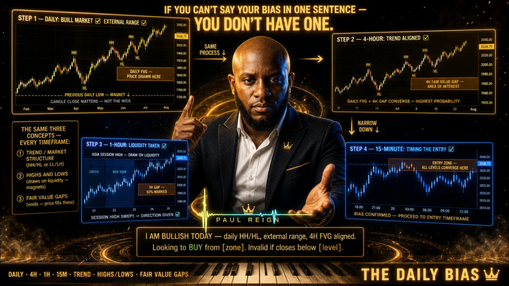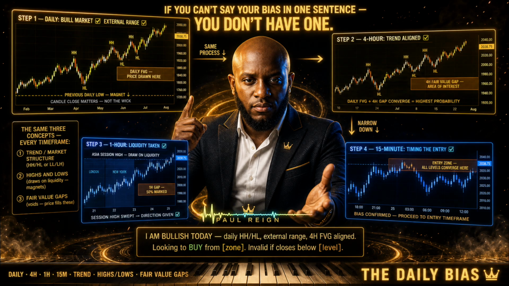Daily trend, zoom out first, bull or bear. Higher highs and higher lows, external, follow the trade. Previous daily low is the magnet, sweep before continuing. Fair value gap on the daily, price is drawn into the gap. 4 hour, same structure, same draw, confirm.